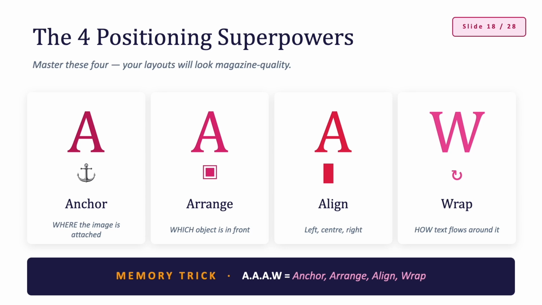Summary mnemonic: AAAW. Say it with me: anchor, arrange, align, wrap. These four words will save your project layout. Always anchor, arrange, align, and wrap. Say it three times together. This will appear in the exam.